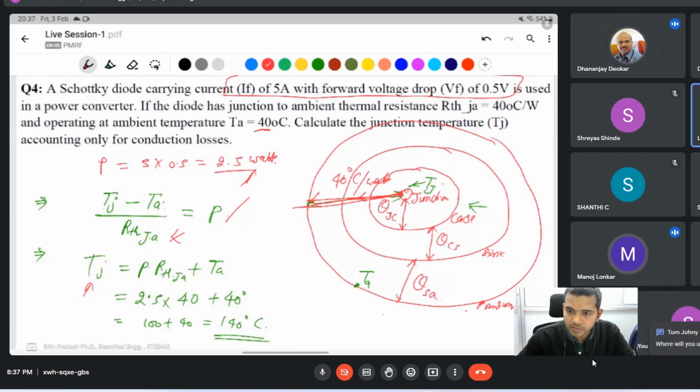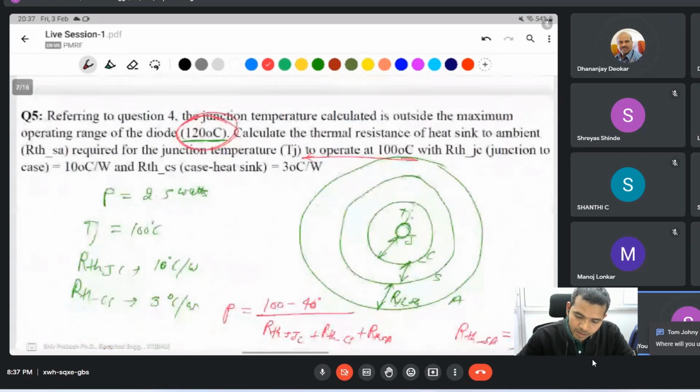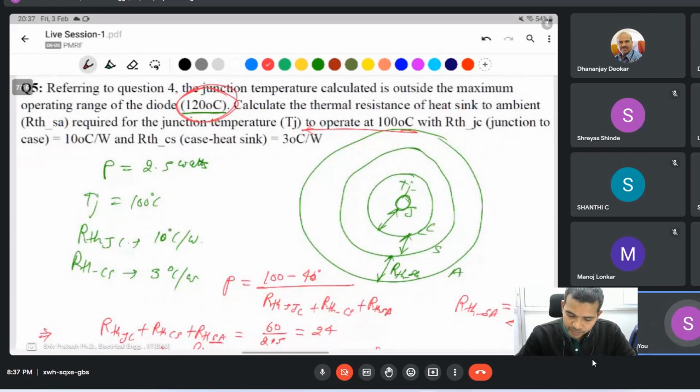Okay, sir. Then question 5 also, sir. Okay. Same thing applies to question number 5. Question number 5 is given with reference to question number 4. It means the power is the same, and the ambient temperature is also the same, because another ambient temperature is not given here. That's why you take the same ambient temperature in question 4 and question 5. In question 4, the ambient temperature is given as 40 degrees centigrade.